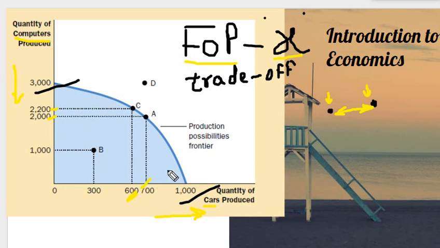If you're devoting all your resources into making only computers, let's use another color, as the example suggests, you can only make 3,000 of them. Or if you're devoting all your resources into manufacturing cars, you can make only 1,000 of them. As you can see, the rate of exchange between these two is 3:1 or 1:3, whichever way you want to look at it.